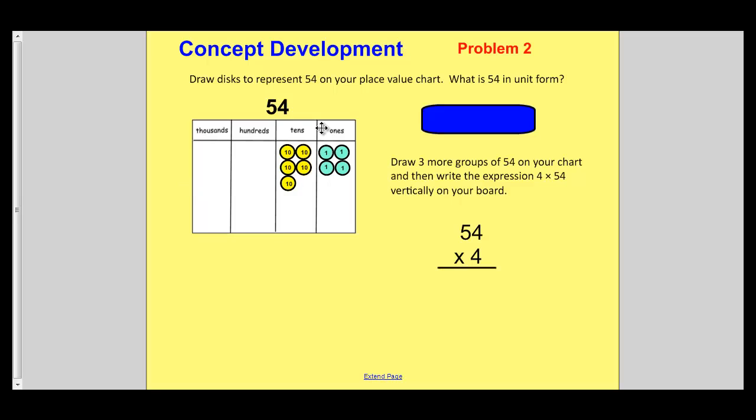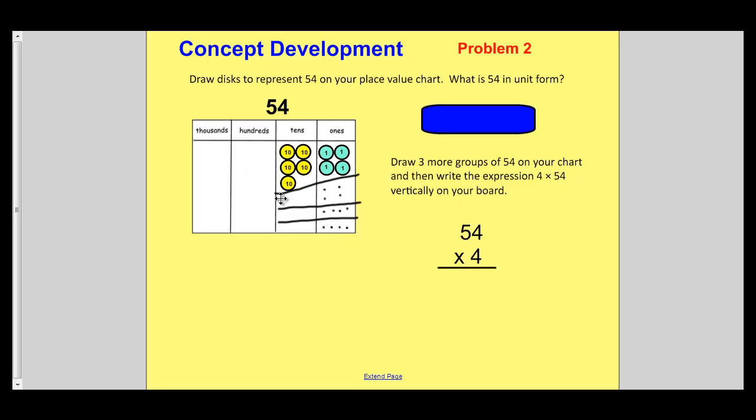So once you have your place value chart drawn and you've represented 54, now we're going to do this 4 times. And I recommend that you draw a line in between or you make these nice and neat so that you can keep up with what you have. So I've got 1, 2, 3, 4. So that's 4 times 2. 1, 2, 3, 4. All right, so that's 4 times 3. I'm going to draw another line here. 1, 2, 3, 4. So now I've got 4 times 4.